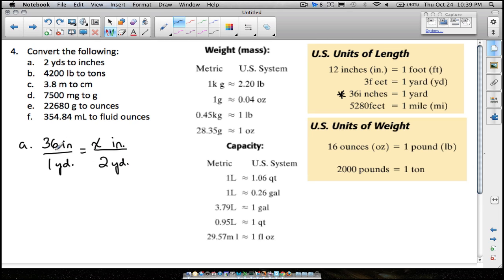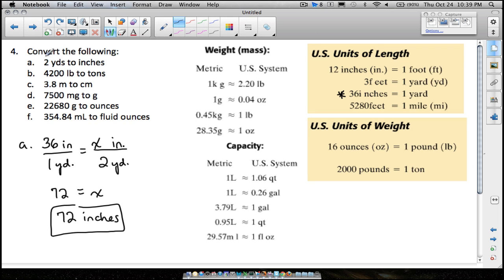So when we cross multiply here, 36 times 2, that gives you 72. And 1 times x, that gives you x. So 72 is equal to x, but I do want you to go ahead and make sure you write this as 72 inches.